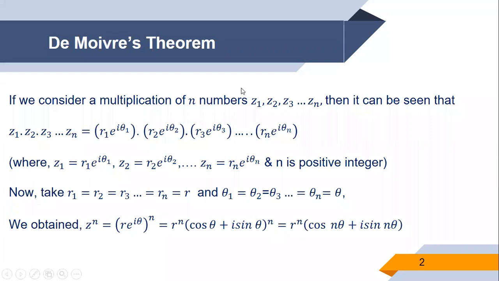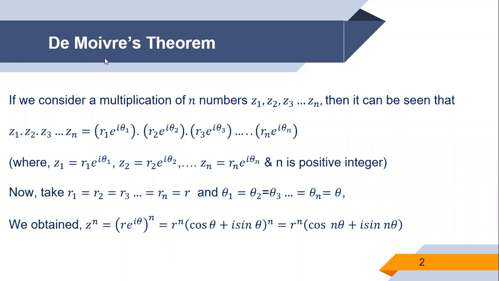In the previous lecture, we discussed how to define a complex number, how to add, subtract, multiply, and divide. Now, in this lecture, we discuss De Moivre's theorem, roots of an equation, and examples. So first we discuss De Moivre's theorem.